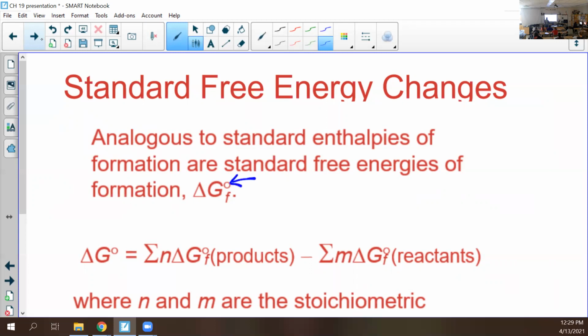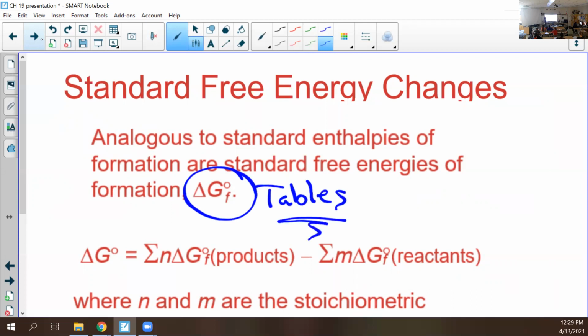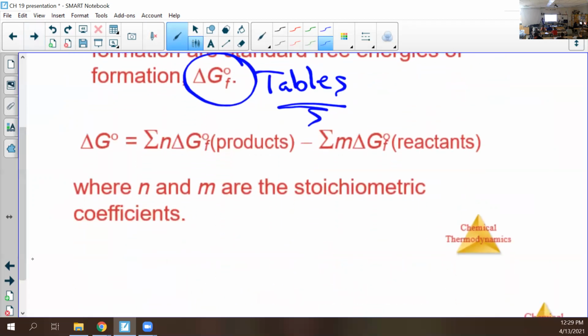Yep, this means at standard temperature and pressure. So these we get from tables, for the individual parts. So delta G naught is equal to the sum of n and m, where n and m are the stoichiometric coefficients of your reaction. So you have the sum of your moles times the Gibbs free energy of formation for the products, minus the sum of all that for the reactants.